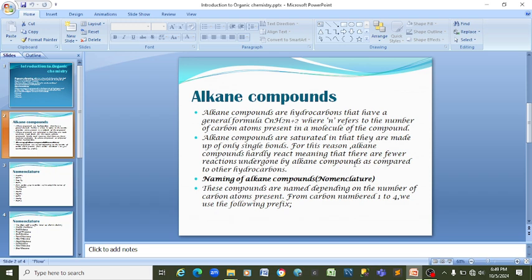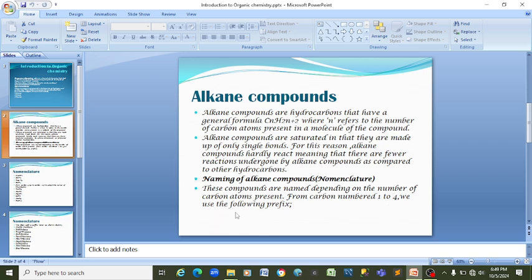Then when we come to naming, how can we really name these alkane compounds? We put this in brackets, called nomenclature. So nomenclature refers to the special name given to the process of naming any alkane compounds. Under the nomenclature of the alkane compounds, we're going to look at the steps that are taken when we are naming. These are named depending on the number of carbon atoms present. For example, we are first going to break them into two groups. The first group is for those having carbon number 1 to carbon number 4.